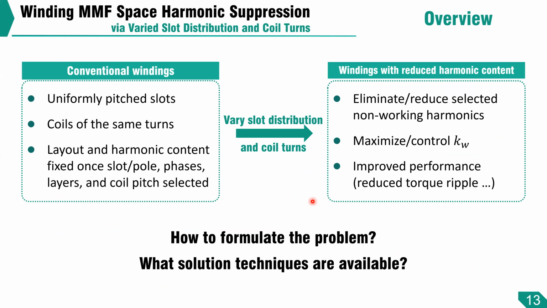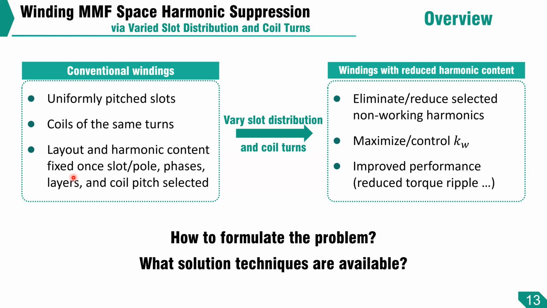Let's work out some examples and demonstrate some different solution techniques to show how it can be used as a design tool as well, to find windings with reduced space harmonic content. For conventional windings, slots are equally spaced and coils are of the same number of turns. Once the number of phases, slot pole combination, number of layers, and the coil pitch are selected, the winding layout and its harmonic content are fixed.